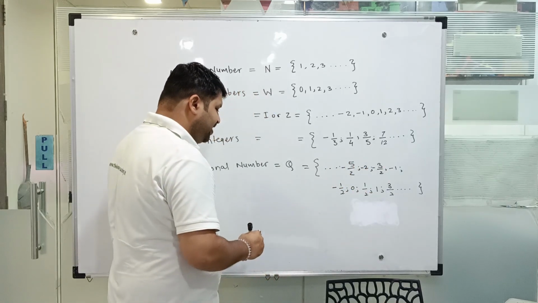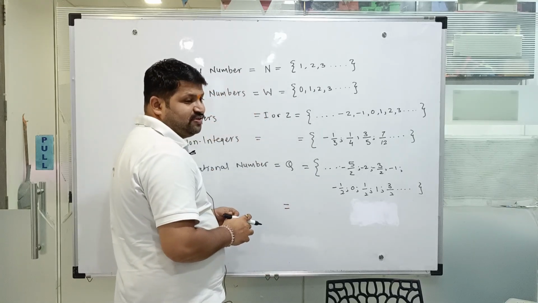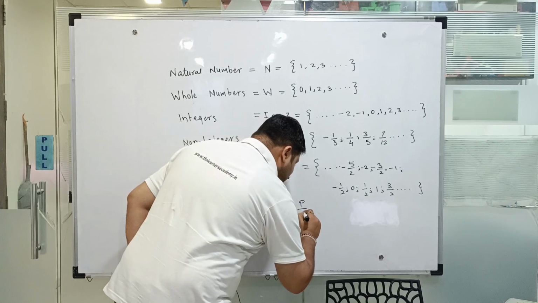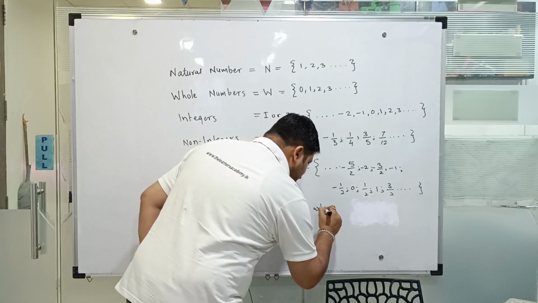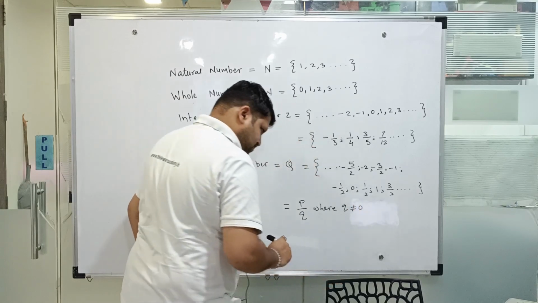So whenever we define the set of rational numbers, we generally write them as P upon Q, where Q is not equal to 0.